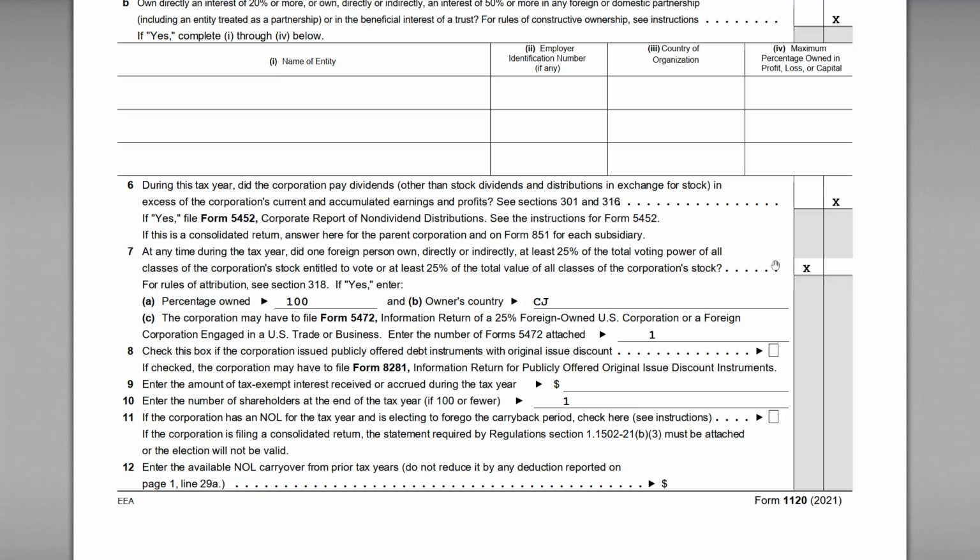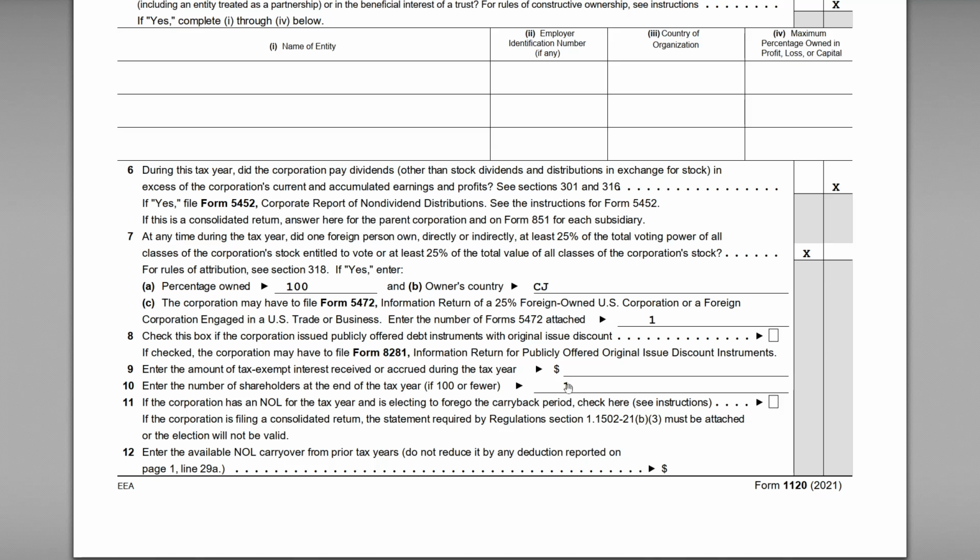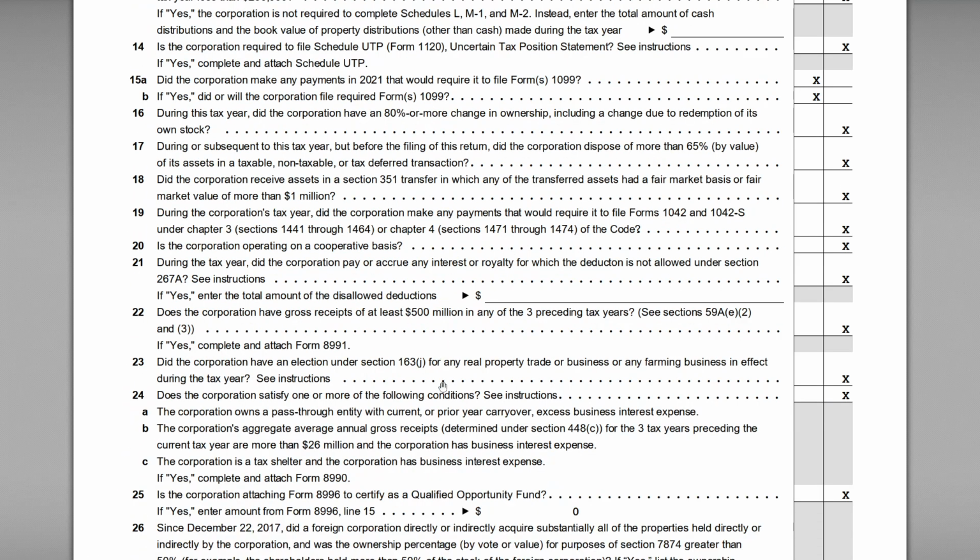So we have Hans here, he owns 100% of the company. And his country of citizenship and residency is the Cayman Islands. And the note here, as a reminder, is letting us know, hey, 7C, the corporation may have to file 5472. And if so, enter the number of 5472s attached. So we have 1. Okay. Question 10, number of shareholders, 1. Because we have less than 100, we have to disclose that number.